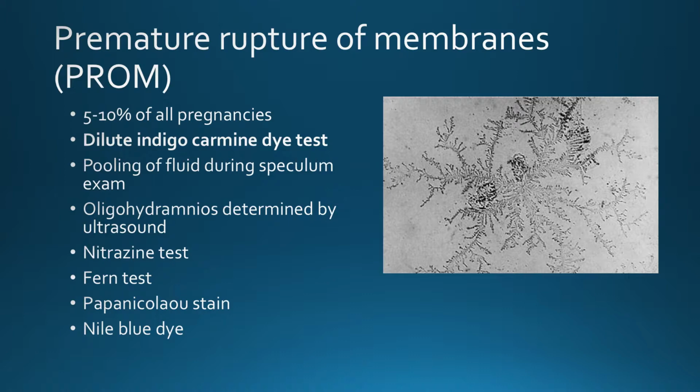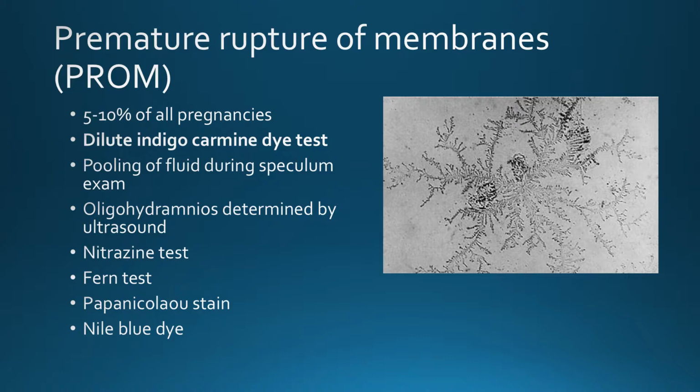That's the nitrazine test, which is just testing the pH of the pooled fluid that was collected during the speculum exam. That would help to determine if it's vaginal fluid or amniotic fluid, since the vaginal cavity is usually somewhat acidic and the amniotic fluid is closer to neutral.